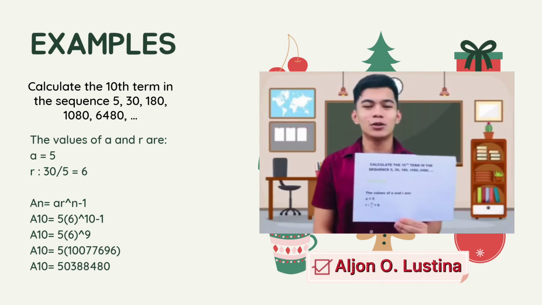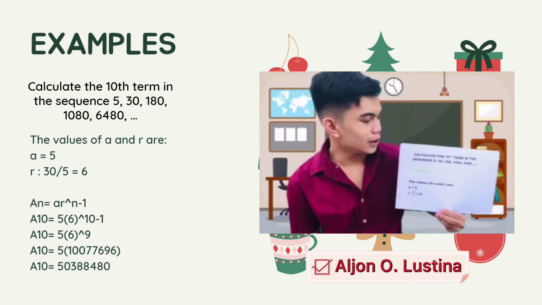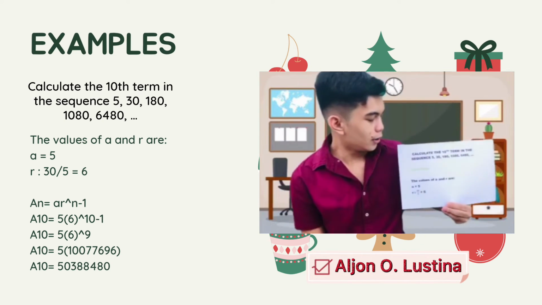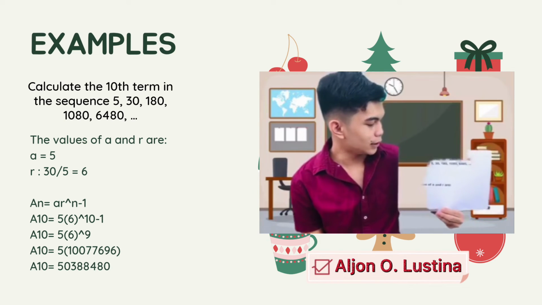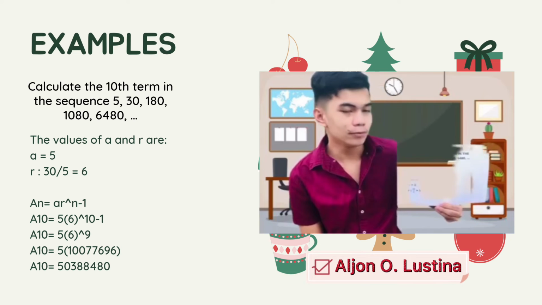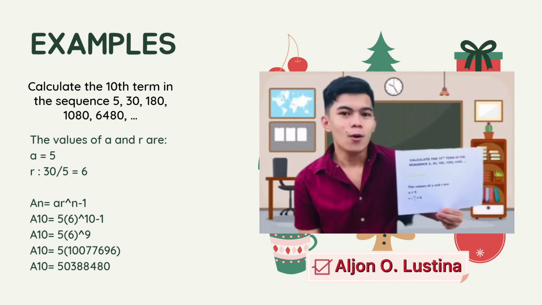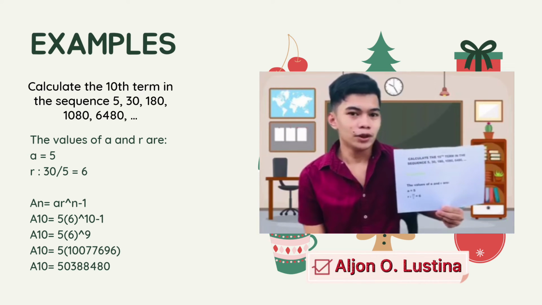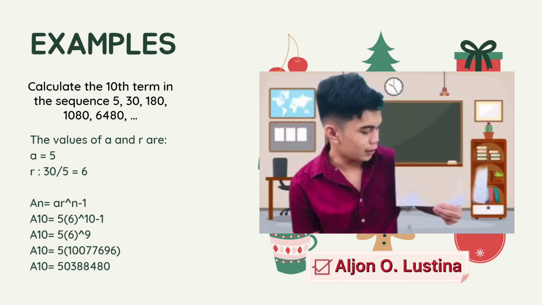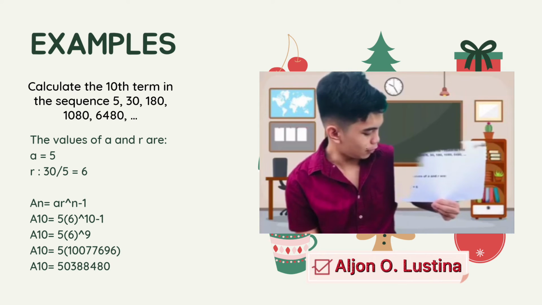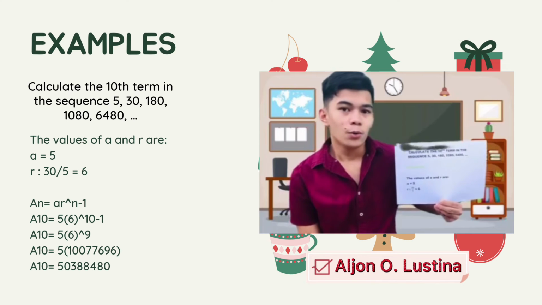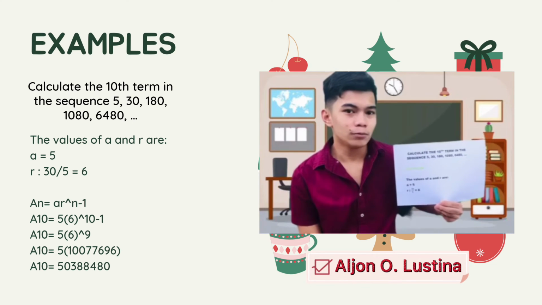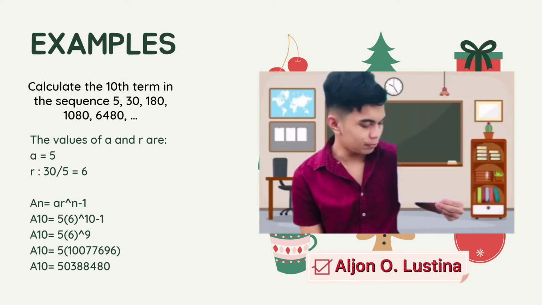Hello guys, my name is Algin Lustina. So this is an example of a geometric sequence. In this sequence, we will calculate the 10th term in the sequence 5, 30, 180, 1080, 6480, and so on. But first, we will find the values of A and R. In the sequence, our first term is 5, so A is equal to 5. Then to find the R, or common ratio, we will divide the second term by the first term. So 30 divided by 5 is equal to 6.